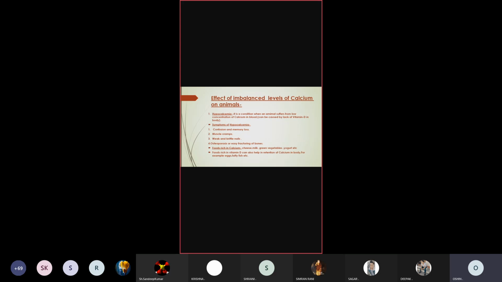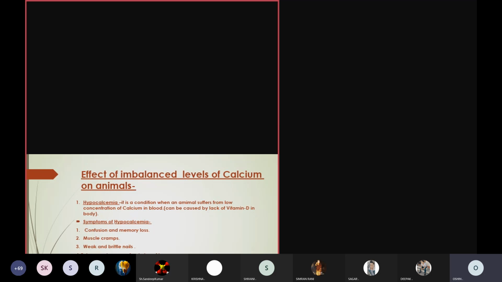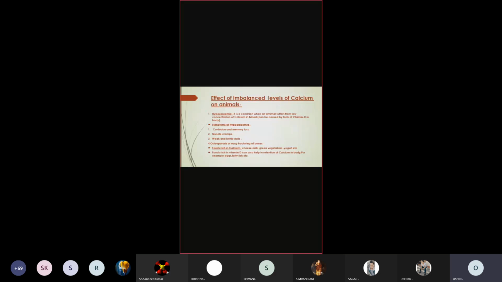Next, we will discuss the effects of imbalanced levels of calcium on animals. So first we have hypocalcemia. Again, it means the same as hyponatremia. Hypocalcemia means if we have less than required calcium in our body, then we will suffer from a condition named hypocalcemia. The symptoms of hypocalcemia are confusion and memory loss, muscle cramps, weak and brittle nails. And the last one is osteoporosis. Osteoporosis is a condition when our bones become porous and more prone to fractures.